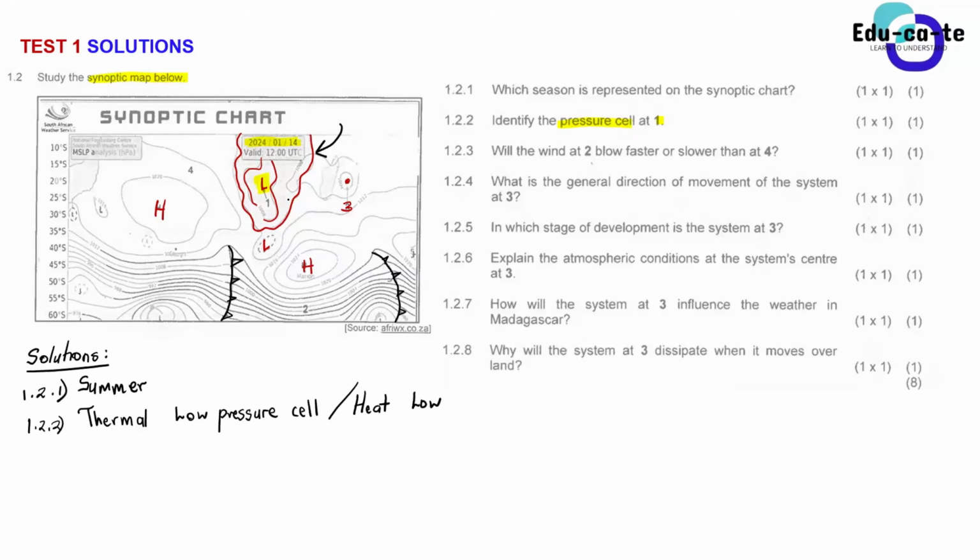Okay. Let's hear 1.2.3. Will the wind at 2 blow faster or slower than the wind at 4? So we've got 2. Let me just re-highlight so that you can see. This is 2 and then this is 4. I think my numbers are more clear now. Yes, Telmo? I think that the wind at 2 will blow faster than the wind at 4.